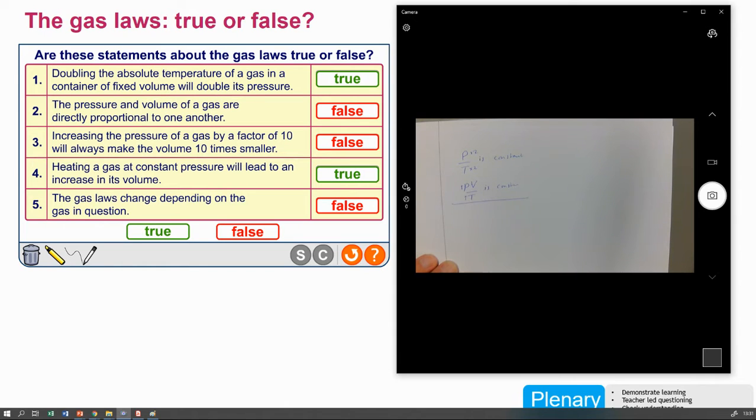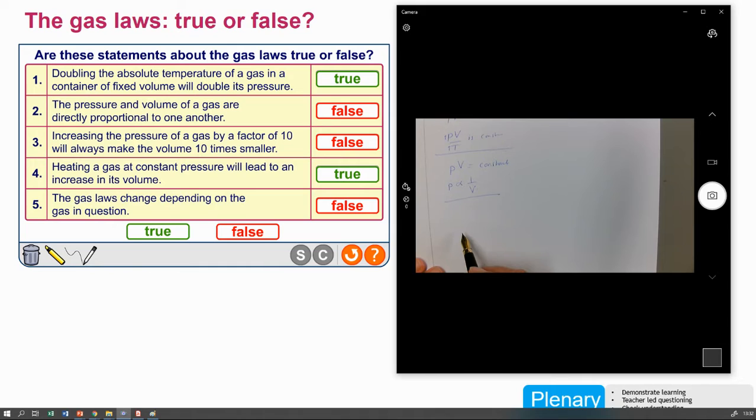Okay. Second one, the pressure and the volume are directly proportional to one another. No, they're not, because pressure and volume multiplied together give a constant. So pressure is directly proportional to 1 over the volume. So that's why that one's false.